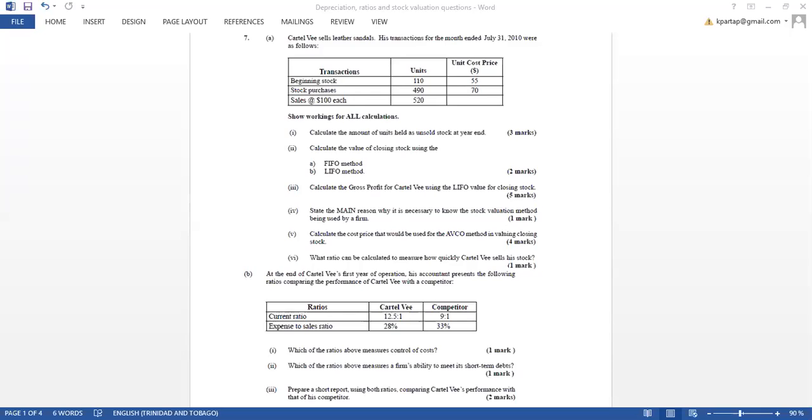So you see the big difference there depends on which method you're using. Our answer is off by about $1,200. So it's very important to pay attention to which method is being used, FIFO or LIFO. The rest of you, were you able to get through?